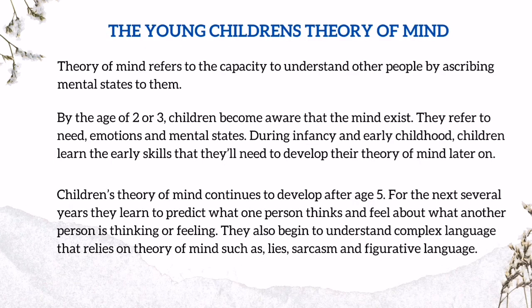Young children's theory of mind. Theory of mind refers to the capacity to understand other people by ascribing mental states to them. By the age of 2 or 3, children become aware that the mind exists. They refer to needs, emotions, and mental states. During infancy and early childhood, children learn the early skills that they'll need to develop their theory of mind later on. Children's theory of mind continues to develop after the age of 5.